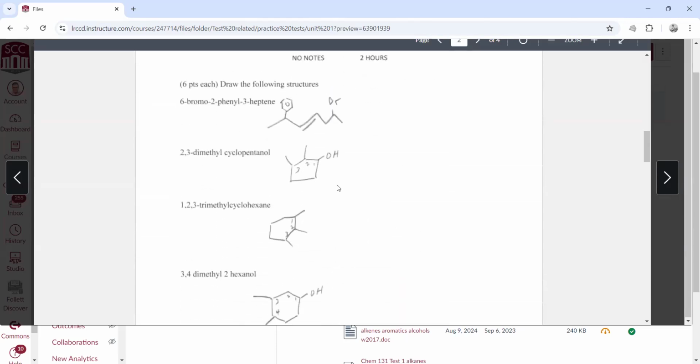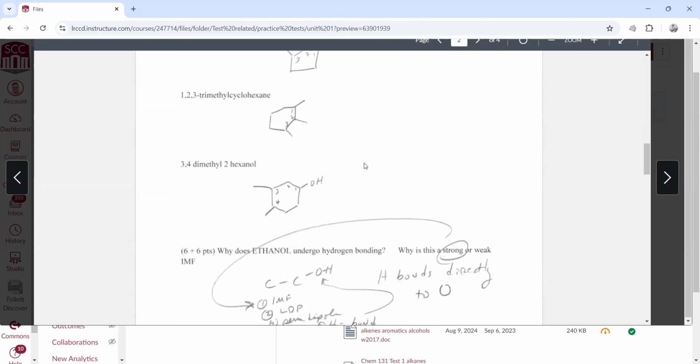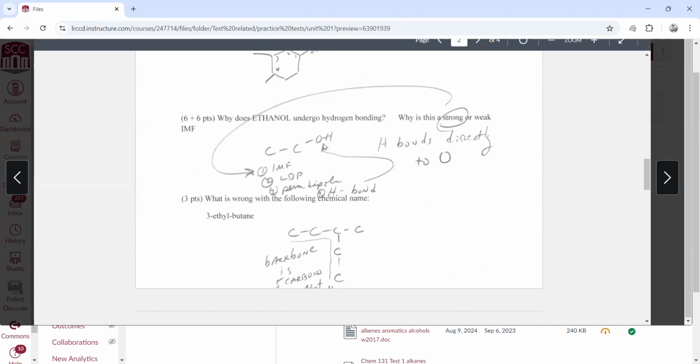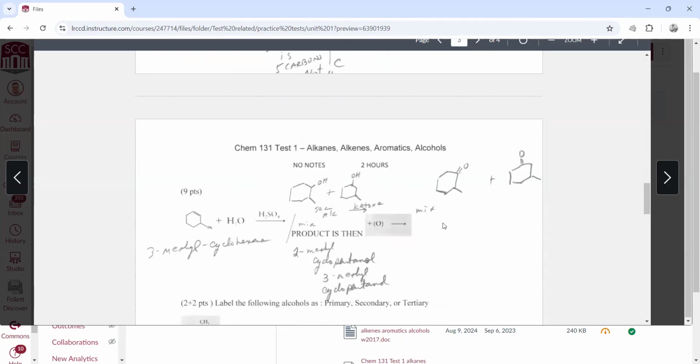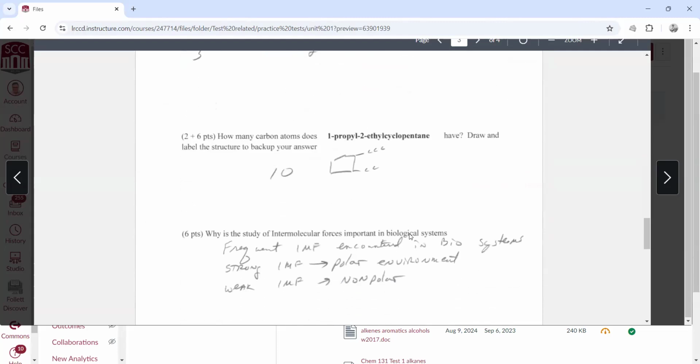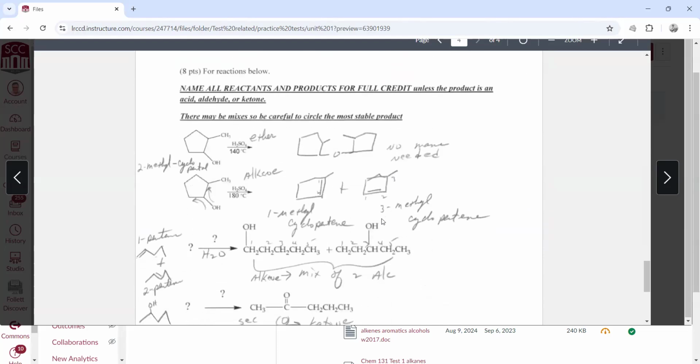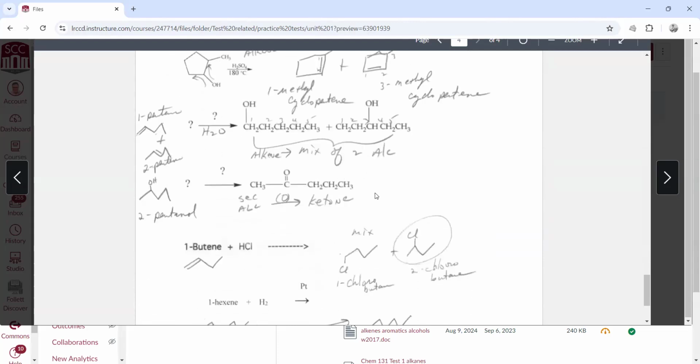We haven't talked about alkenes yet, the double bonds or benzene rings, or alcohols. Here's one on IMFs, and identify why this is strong or weak. Here's a multi-step synthesis problem. And we'll be going over all this. Some of these questions we haven't talked about at all in lecture. This is subunit 3 for ethers and alcohols. Anyway, this will give you an idea of how I ask questions.